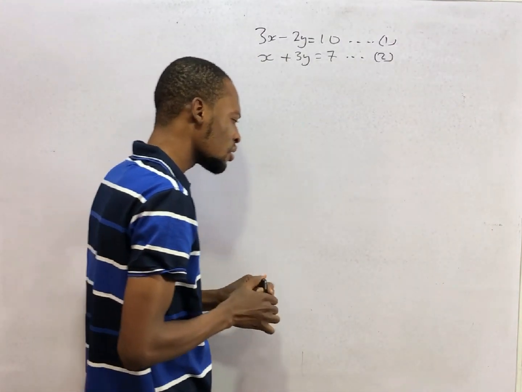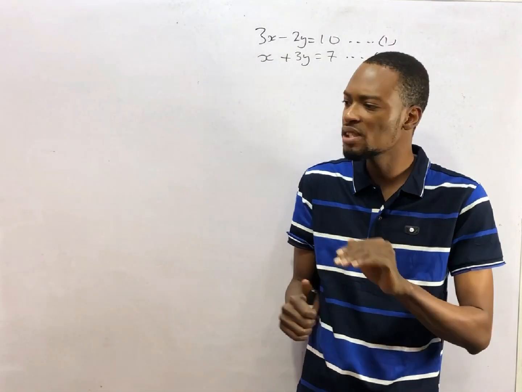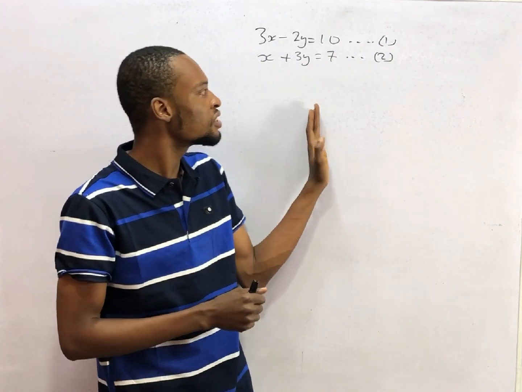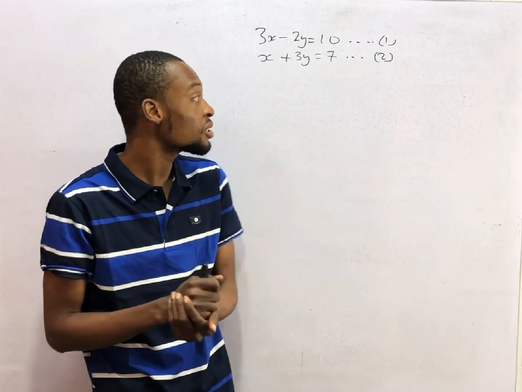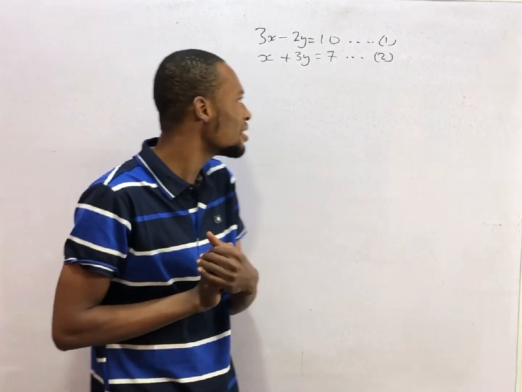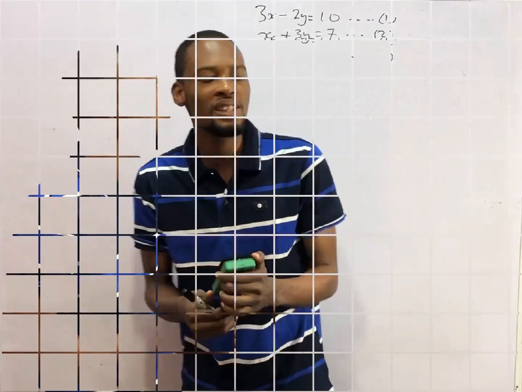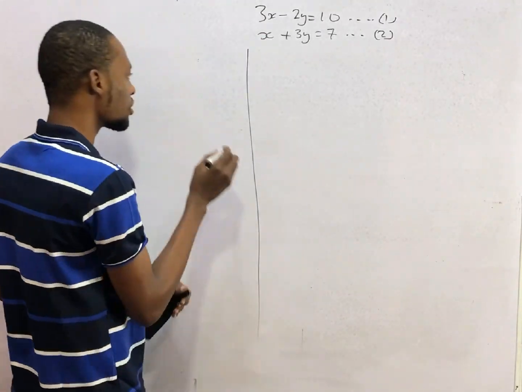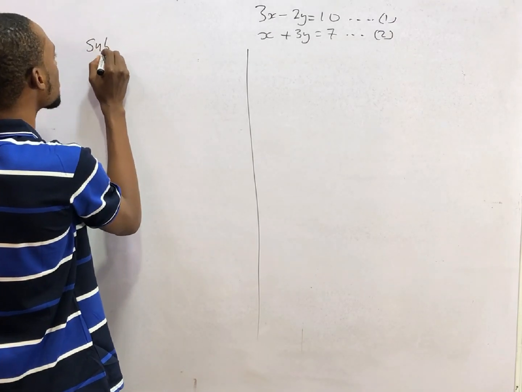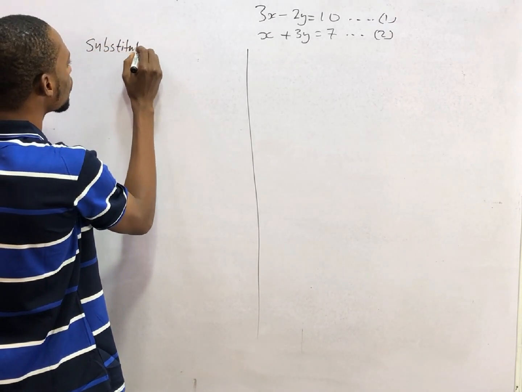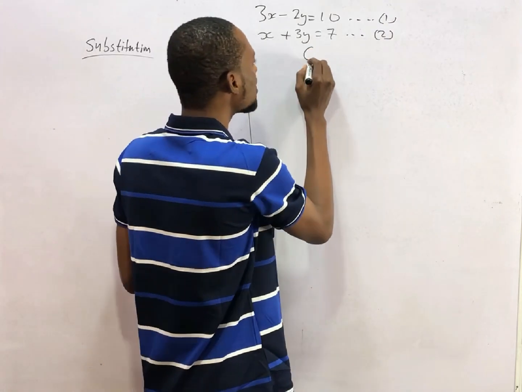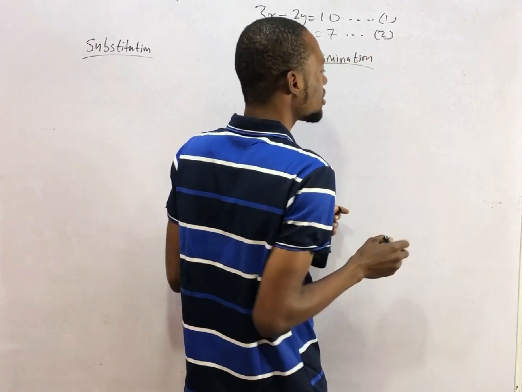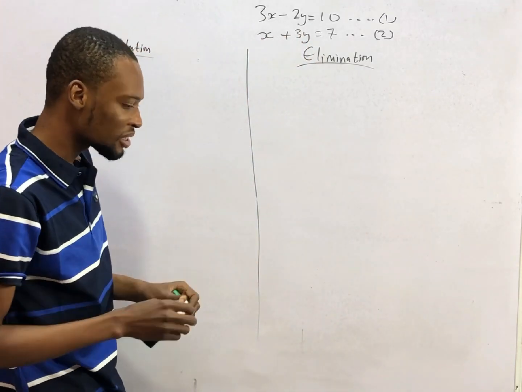Then the next thing is you choose the method you wish to use to solve the equation. You can either solve this simultaneous equation using graphical method, substitution method, or elimination method. In fact, I will use two methods. I will do substitution here, and here I will use the elimination method. This is what we do in substitution method.